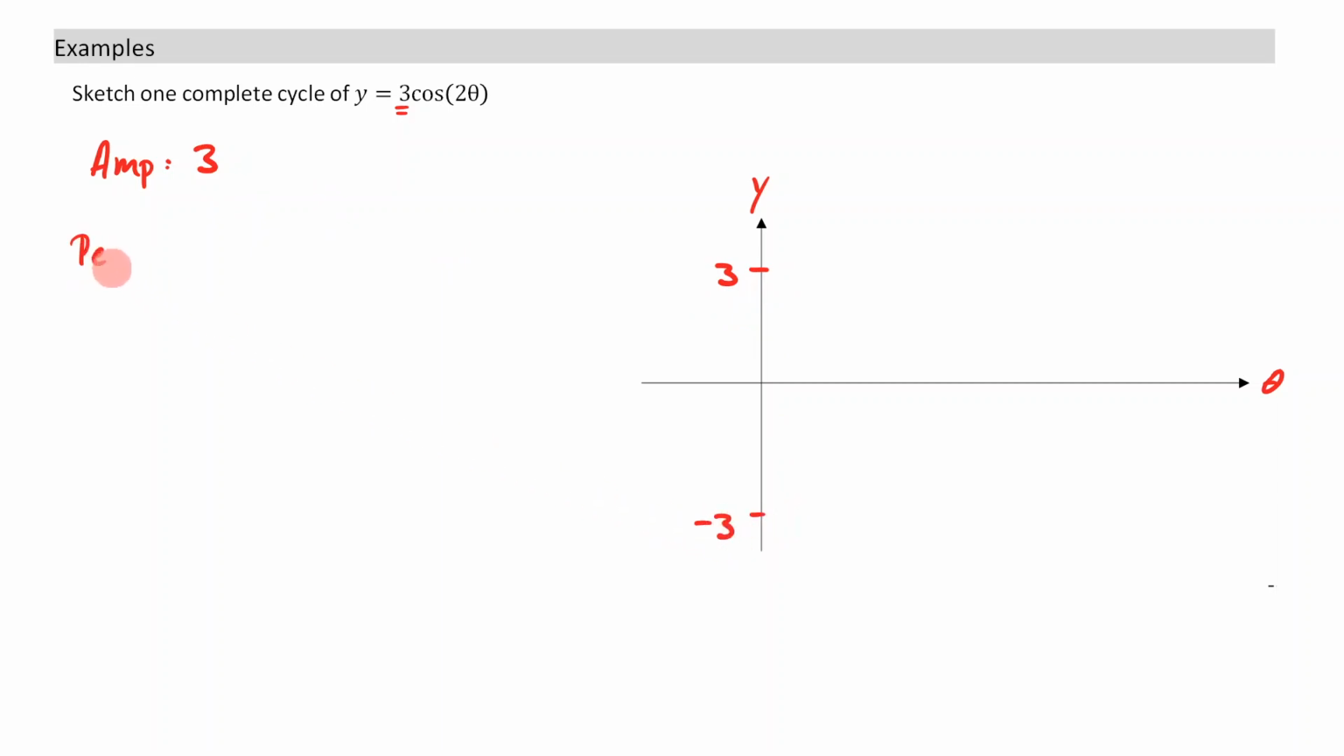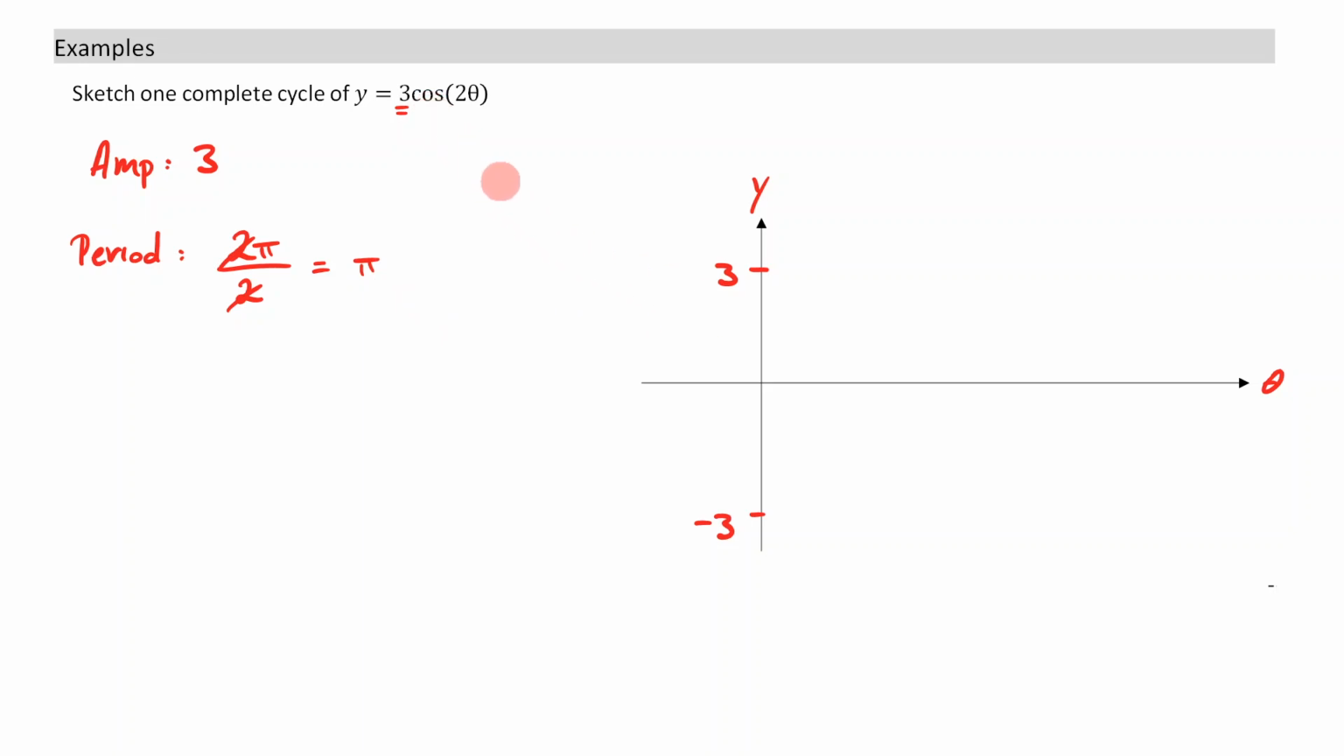Next, we're going to figure out what the period is, which is found by going 2 pi over whatever the coefficient of, in this case, theta. So what's the coefficient of theta? It will be 2. This 2 will cancel with this 2, which will leave me with pi. So that means to do one complete cycle will take me a distance of pi.